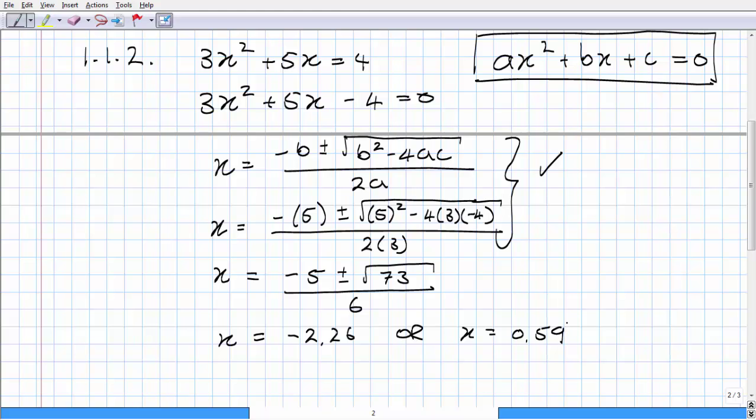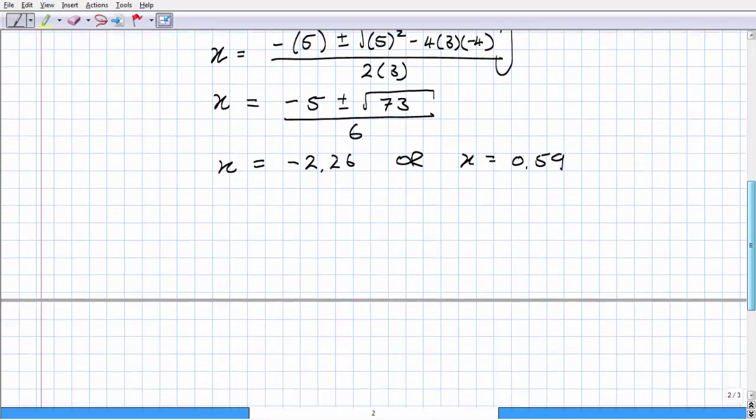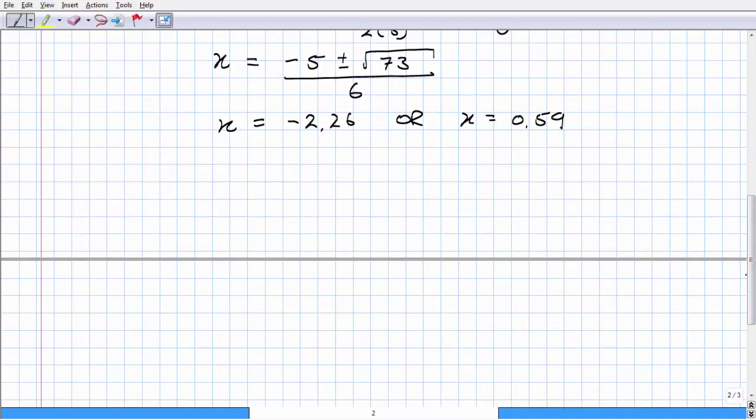Okay, and like I say, it's important that you get this right, because you get a mark for those 2 sections. Okay, it's also good practice to do that. Okay, so we've got our 2 answers. We move on to 1.3.